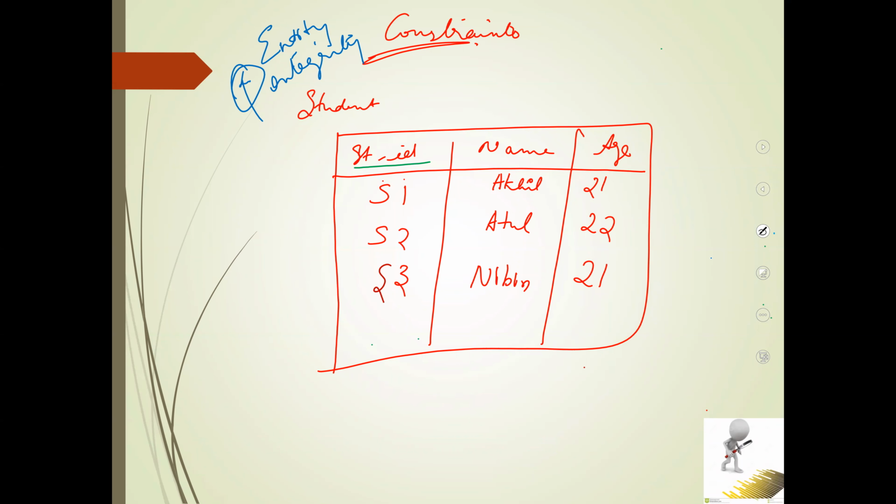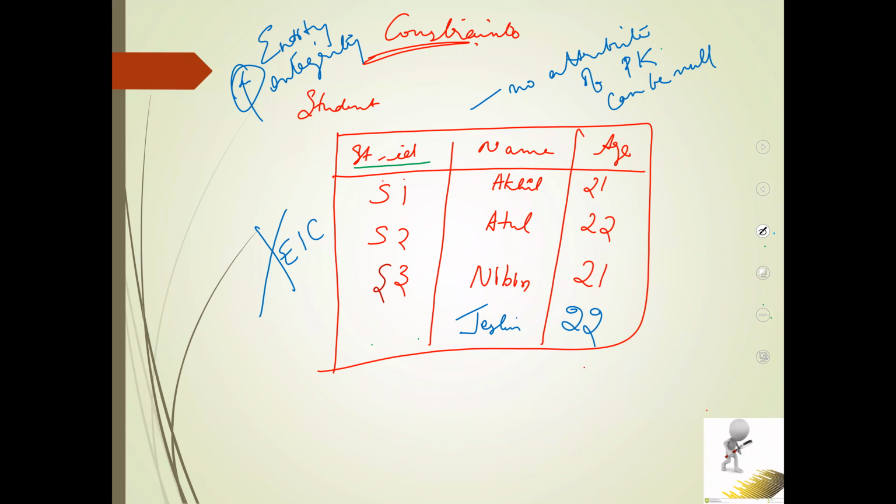The fourth constraint is entity integrity constraint. Entity integrity constraint is somewhat similar to your key constraint. Entity integrity constraint tells you no attribute of the primary key can be null. Okay, the second part of your key constraint. Key constraint tells you you should have a primary key and it should not be null. Entity integrity tells you it cannot be null. Like imagine I'm having a detail over here like Jesslyn, 22. It does not satisfy my entity integrity constraint. As I told you, it is a bit similar to your key constraint. You cannot have the primary key value as a null.